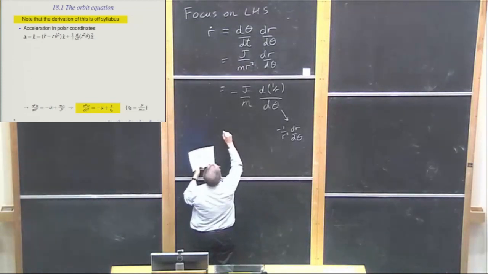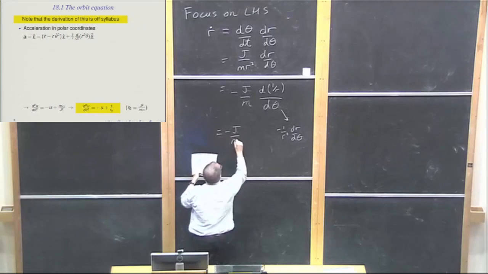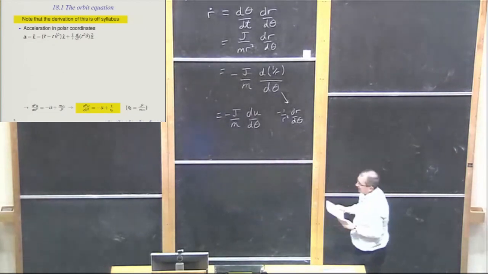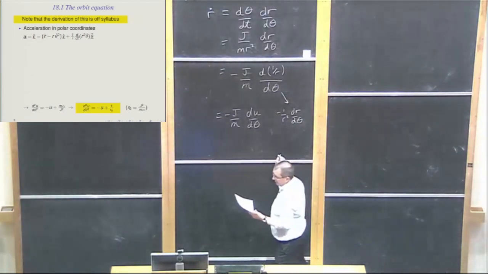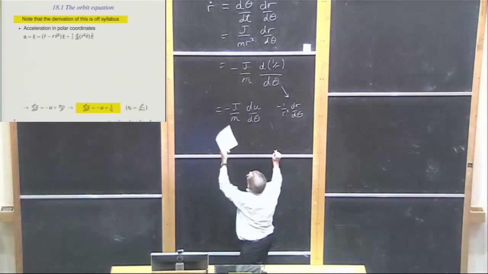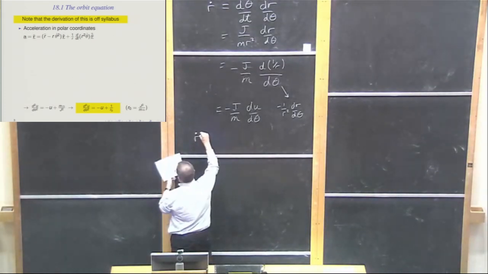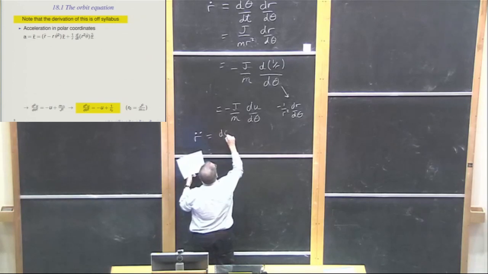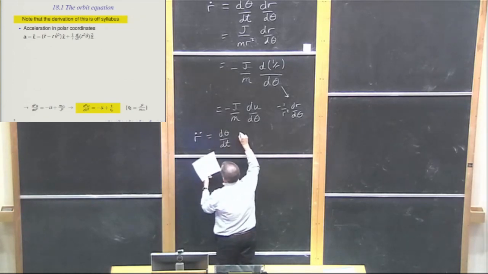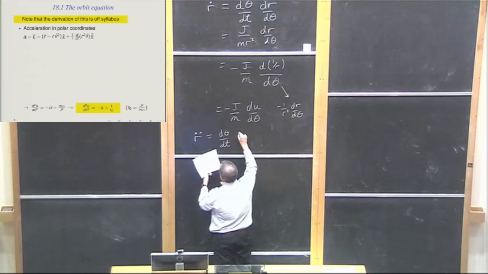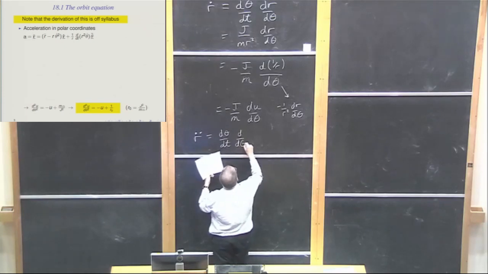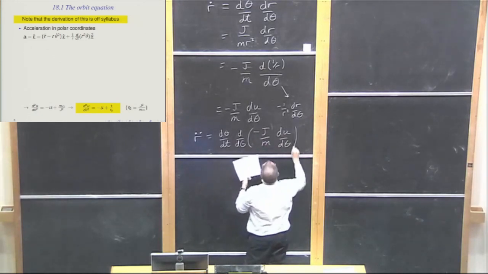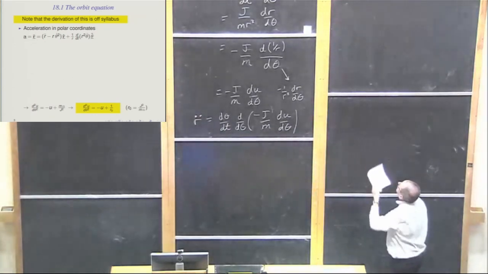So that is minus j over m du d theta. So that was an unexpected and serendipitous discovery. But that's just r dot. We need r double dot. So r double dot is the derivative of this. So again, we can write this as d theta by dt, and then d by d theta of everything there. Once more, d theta by dt, that's nothing more than theta dot.